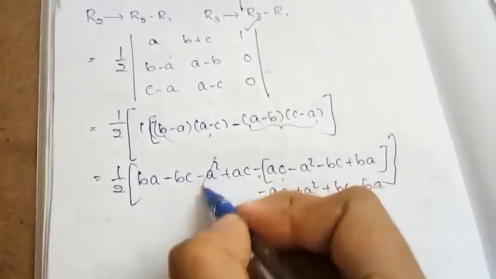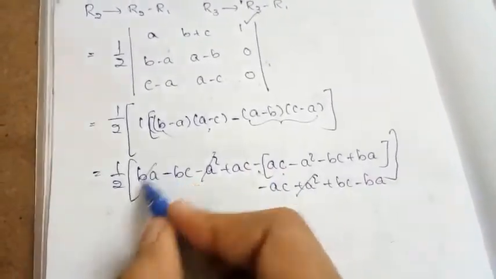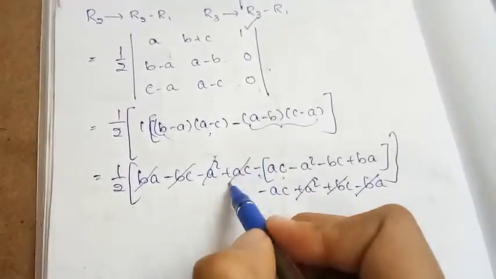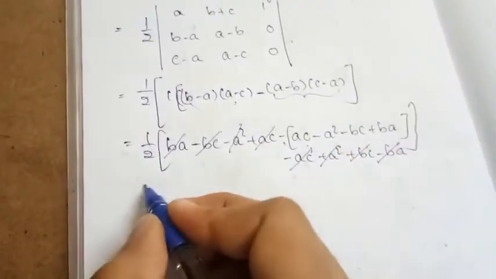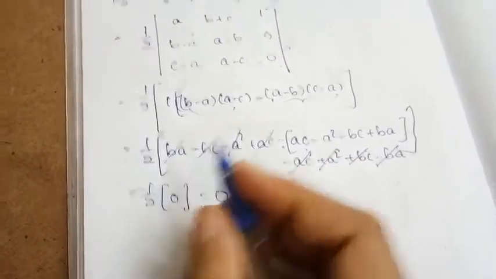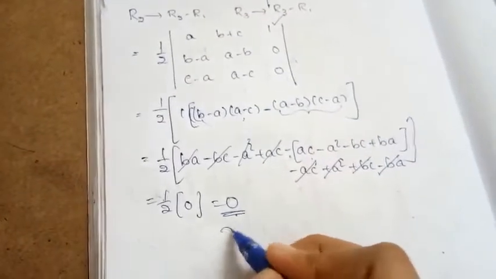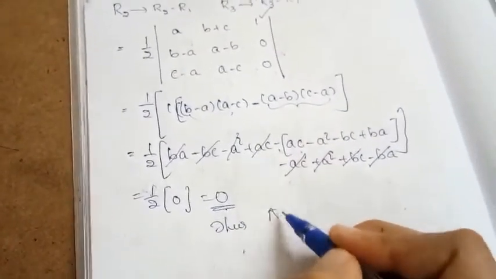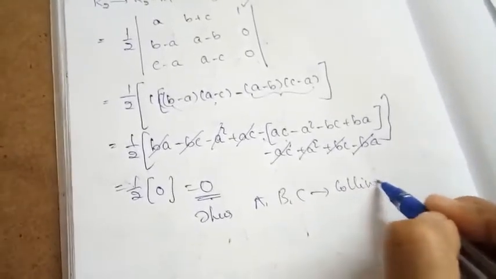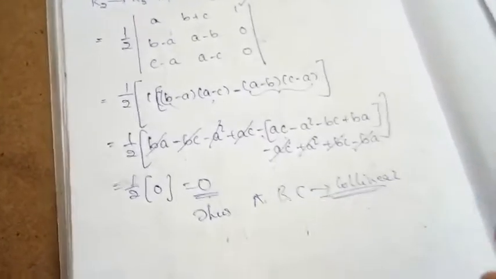You can see here minus a square plus a square, ba minus ba minus bc plus bc, ac minus ac. So this becomes 0. So 1 by 2 into 0, which is nothing but 0. So what we have proved, area of triangle is equal to 0. Thus the points A, B, C are collinear. This is how we are proving the collinearity.